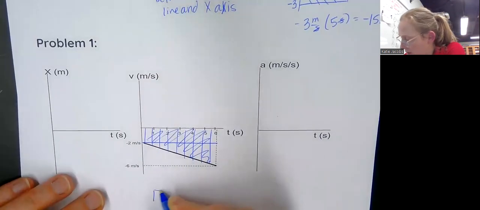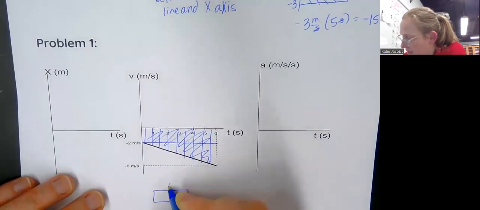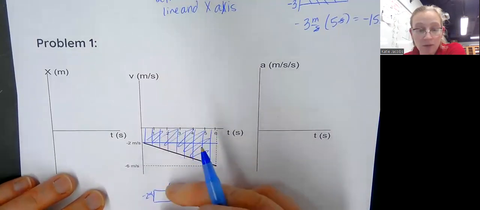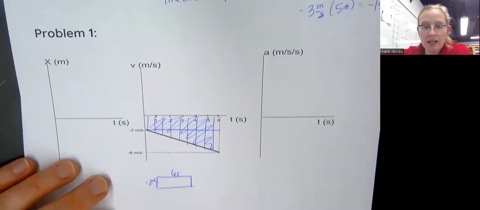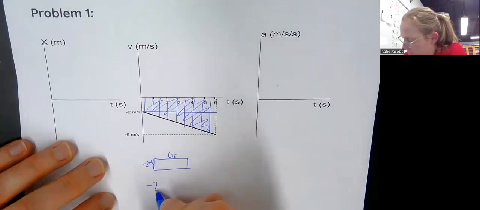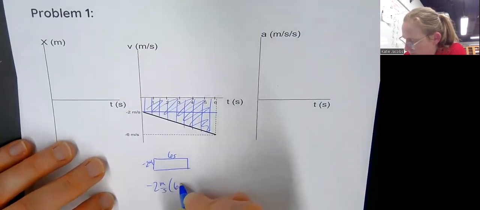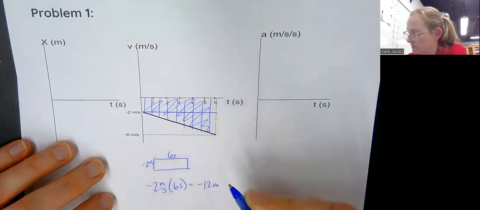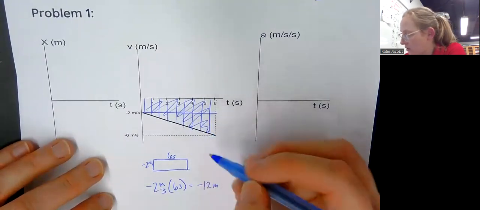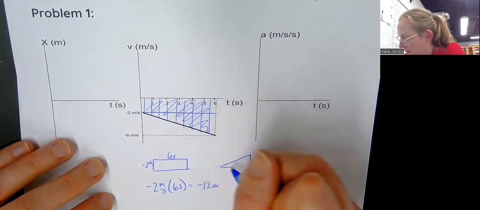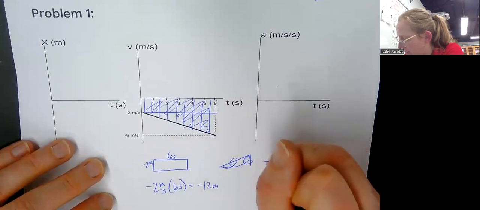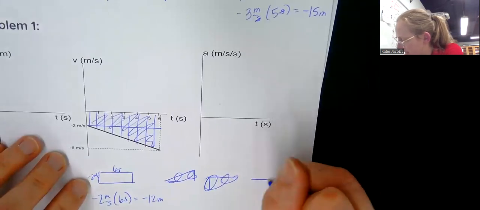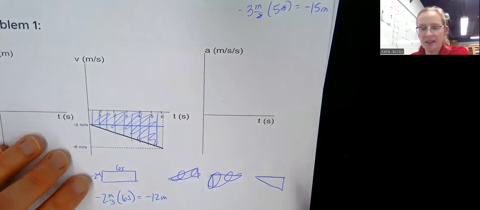So let's do that. This rectangle was 6 seconds wide and -2 meters per second tall. So that's going to be a displacement of -12 meters. The triangle, draw it like it is on the graph, like this.